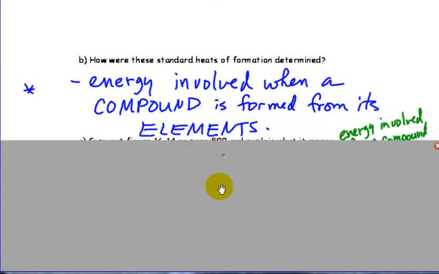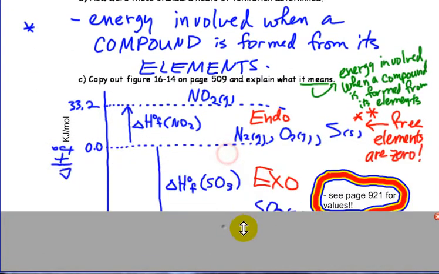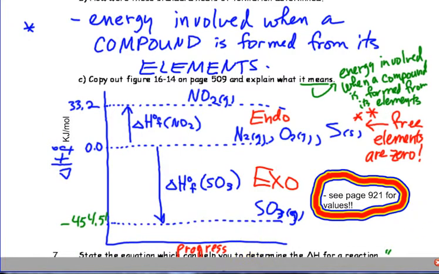So, energy involved when a compound is formed from its elements, as I mentioned. If we look at a schematic here, an enthalpy of formation graph, those values are from page 921, but I've photocopied that and given it to you. First of all, free elements are considered as being formed from themselves, so they don't involve an energy value. Free elements such as sulfur and even diatomic ones, nitrogen gas and oxygen gas, are considered to have an enthalpy value of 0. But when they come together to form compounds, energy is released or absorbed.